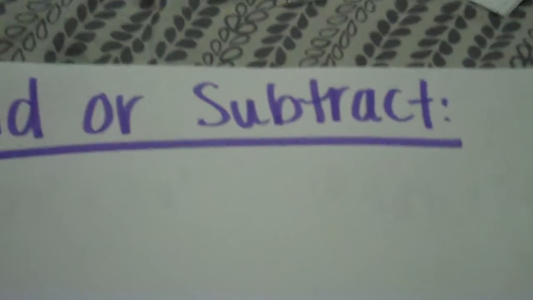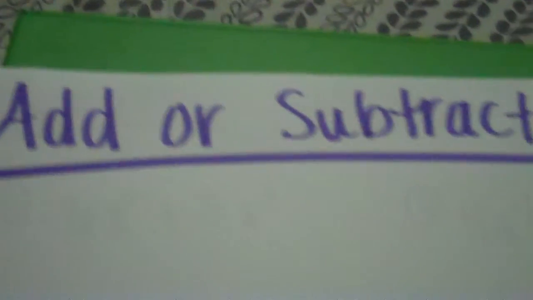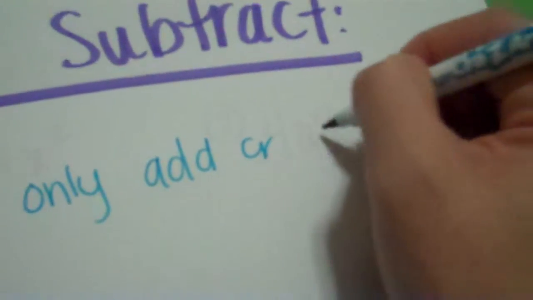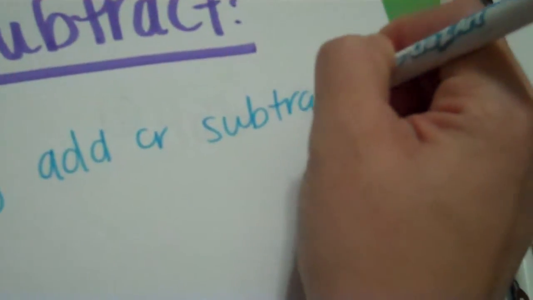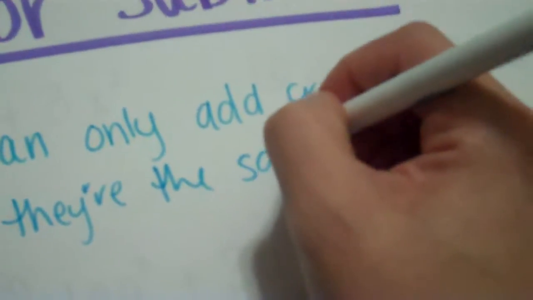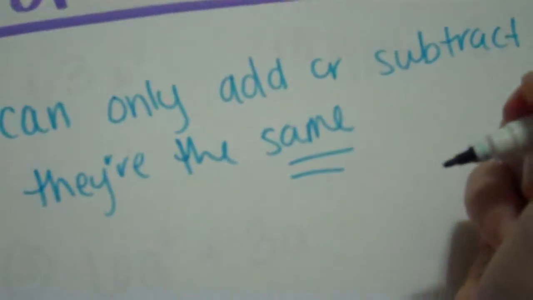Okay? Now let's talk about adding or subtracting. This really isn't a rule. This is actually something you already know. But when you're adding or subtracting with exponents, you can only add or subtract if they're the same. They have to be the same.